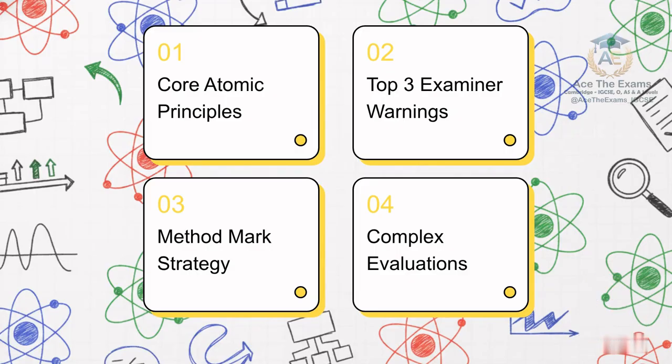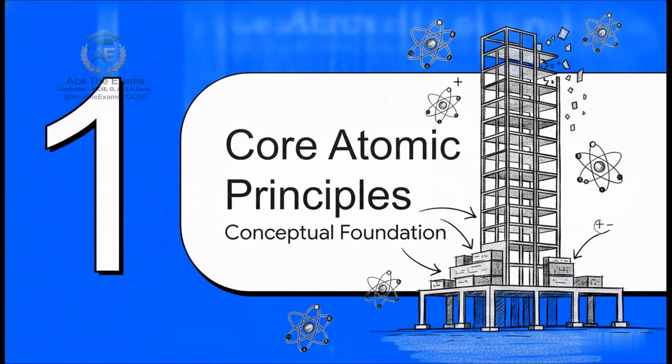So, here is our explicit roadmap for today's session. First up, we're covering the core atomic principles. Second, we'll dive into the top 3 examiner warnings pulled straight from the grading room. Third, we'll break down the method mark strategy to systematically capture all your points. And finally, we are going to talk about mastering complex evaluations for those top-tier grades. Let's get into it. Section 1, Core Atomic Principles. This is all about building the conceptual foundation required by the Cambridge syllabus.